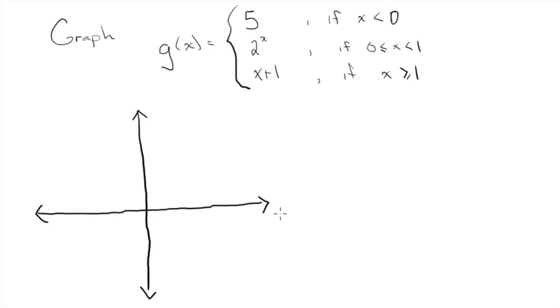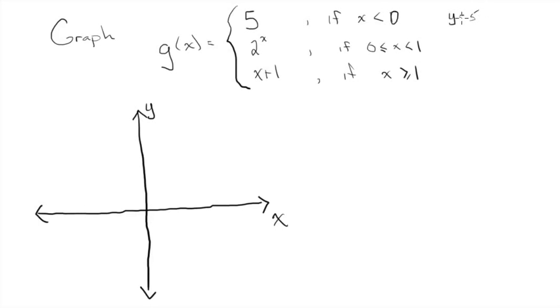Okay, so there's my very squiggly axes. Not very straight, but that's okay. So I'm going to first graph this piece. This is the piece g of x is equal to 5. So the curve I'm graphing here is y equals 5. And this applies when x is less than 0, so to the left of the y-axis. All these values are negative x's.